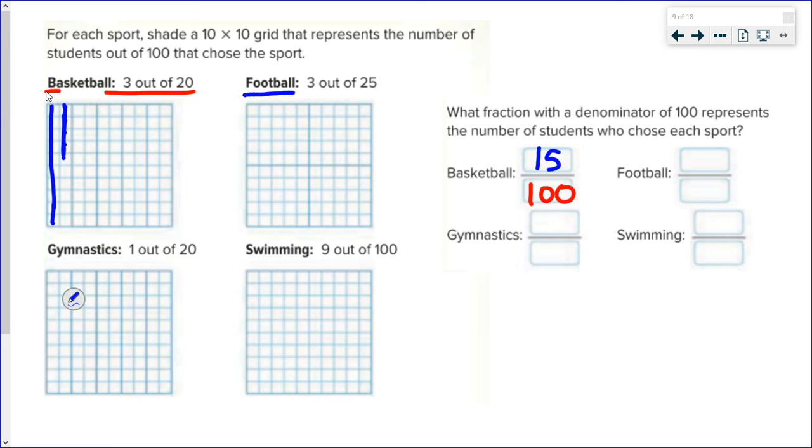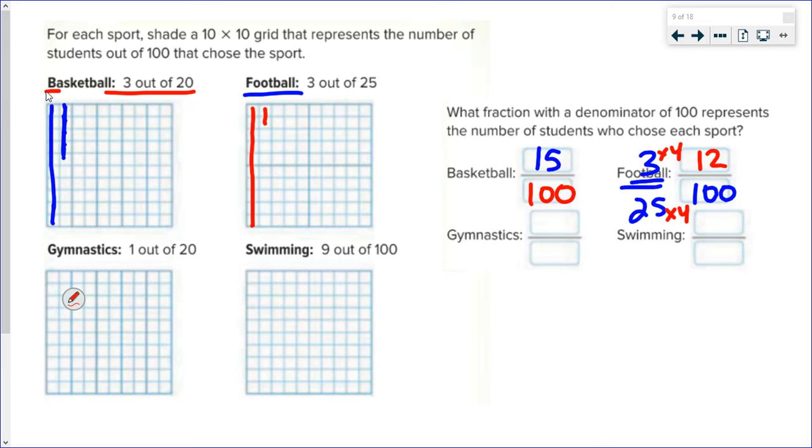Now we have football. Let's look at football here. So football, it says 3 out of 25 people chose football. Now, how do I get from 25 to 100? Well, to get from 25 to 100, I'm going to multiply by 4. So that means I have to multiply the top by 4, which means 12 students would choose football. So I'm going to now shade the first column there. That's 10 plus 2, because 10 plus 2 is 12. So that means 12 students would choose football.